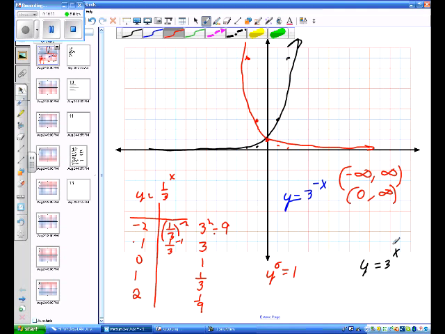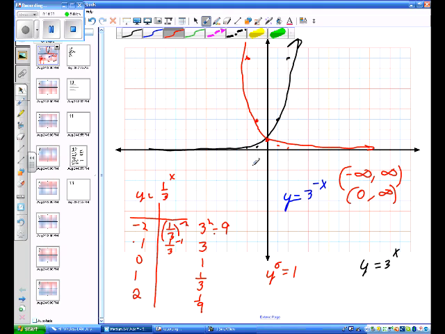This one was b greater than 1. And notice our graph was increasing. When b was less than 1, but still positive, it has to be a positive number, so it was between 0 and 1, notice our graph is decreasing.